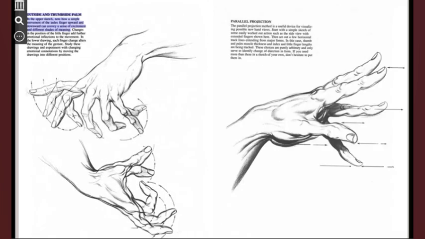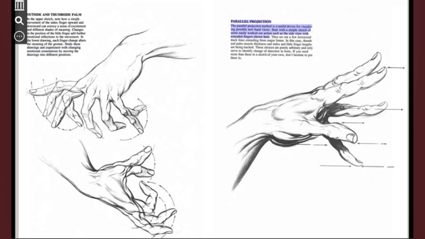Note how a simple movement of the index finger upward and downward can convey a sense of excitement and different shades of meaning. Changes in the position of the little finger add further emotional inflections to the movement. In the lower drawing, each finger change alters the meaning of the gesture. Study these drawings and experiment with changing emotional connotations by moving the drawings into different positions.